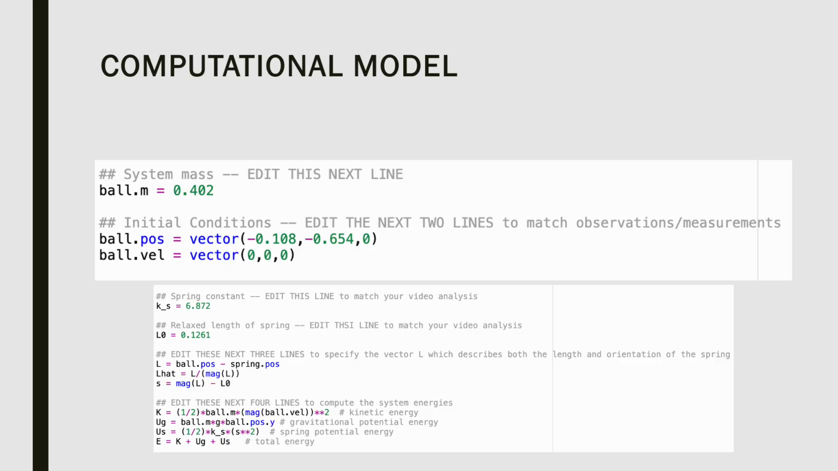We also have the spring constant and the relaxed length of the spring, which we got from the video's description of the mass system. Then we calculate the different energies. We calculate the kinetic energy using 1/2 mv squared. We calculate the gravitational potential energy by doing m times the gravitational constant times the position of the ball in the y component. We also calculate the spring potential energy by doing 1/2 times the spring constant times the total displacement squared. Then we add up all of these to get the total energy of the system.